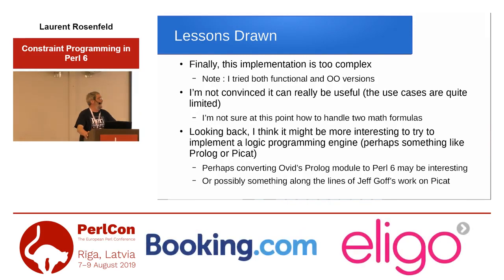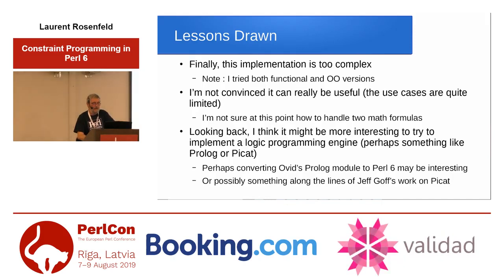So, among other things, I was thinking of Ovid has made a Prolog module in Perl 5, so maybe port it to Perl 6. Maybe it would be interesting. I know that Jeff Koff made some recently. Is he there? No, he's not. Oh yeah, he is there. Made some things on PyCat. I don't know PyCat at all. I only read about it for the first time about 3 weeks ago when you mentioned it in some of the things. So I'm not sure what to do with it, but maybe it would be more interesting than what I have been doing.